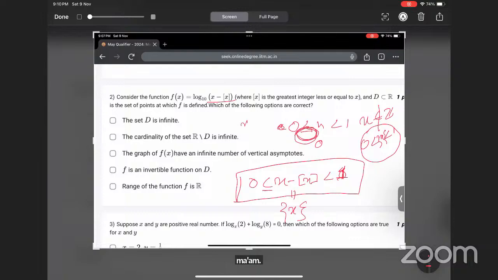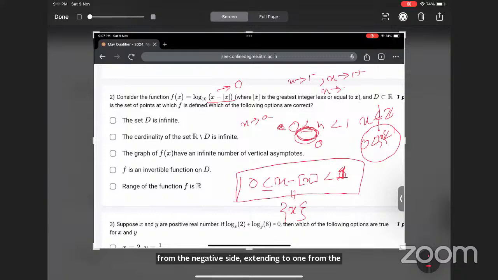Whenever x tends to some integer point a, this portion will tend to 0, right? We are not including the integer point, but we can take x tending to the integer point. Just for 1, we can take x tending to 1 from the negative side, and x tending to 1 from the positive side. Similarly, x tending to 2 from the negative side. Then this fractional part will be tending to 0, right?